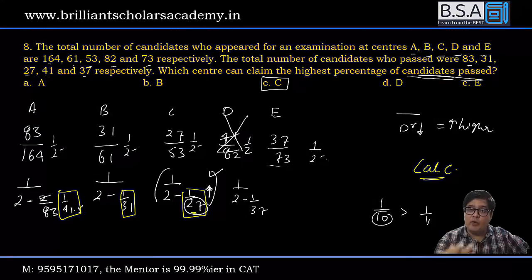Later on, when you have more time, repeat the approach. Use a calculator and confirm what is pass percentage of A, B, C, D, E. Confirm karo khud se and match. The answer would be C. C has the maximum pass percentage.